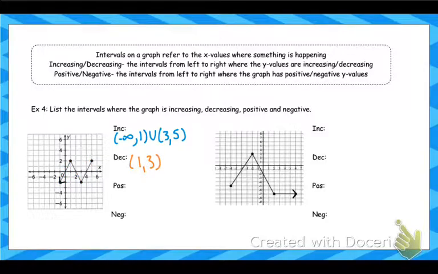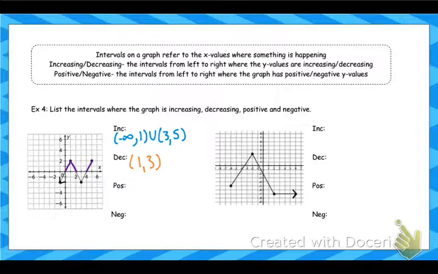All right, the next part is positive and negative. Positive intervals, again, we're talking about the y's. It means when is the y coordinate positive? Basically, when is this graph above the y-axis? So I'm going to highlight that part in purple. And to describe where, I'm going to use the x values and write that interval.